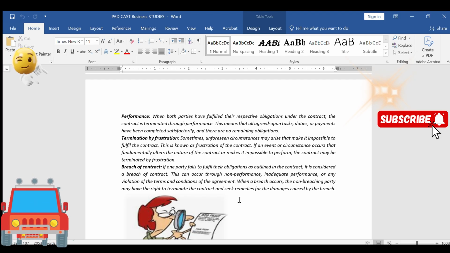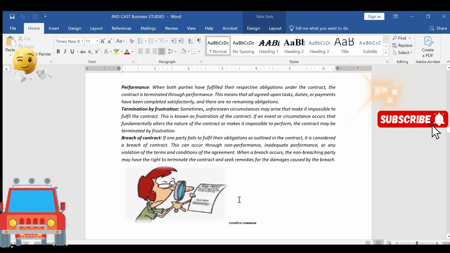Termination by frustration. Sometimes unforeseen circumstances may arise that make it impossible to fulfill the contract. This is known as frustration of the contract. If an event or circumstance occurs that fundamentally alters the nature of the contract or makes it impossible to perform, the contract may be terminated by frustration.